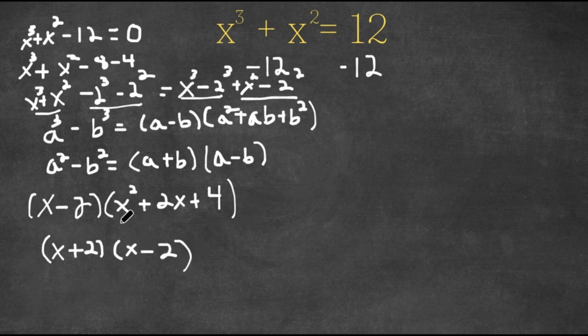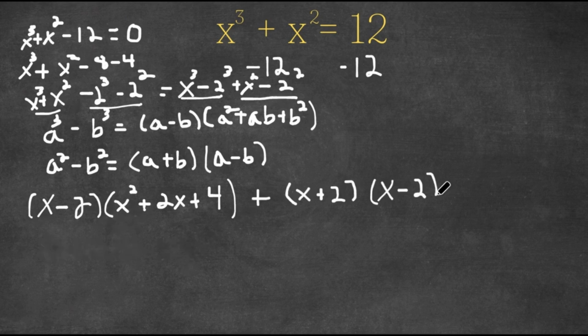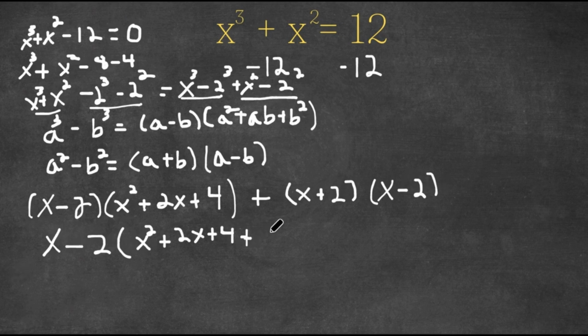And these two we're actually adding. So now if I factor out x minus 2 from this entire expression, we would get x minus 2 times x minus 2 times x squared plus 2x plus 4 divided by x minus 2 is simply just x squared plus 2x plus 4, plus x plus 2 times x minus 2 divided by x minus 2 is simply just x plus 2. So now we get x minus 2 times x squared plus 2x plus 4 plus x plus 2.